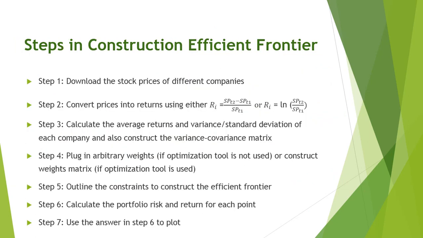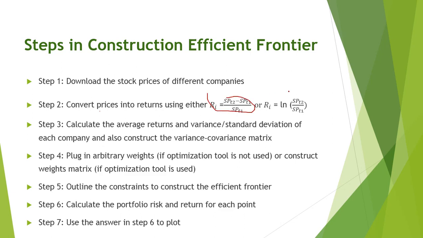So what will be the steps in constructing the efficient frontier? First of all, you have to download the stock prices of different companies. Then you have to convert those stock prices into returns, because we use returns, not prices. This basically helps us calibrate all the companies together. For example, one company stock is running in 1000s, another company stock is running in 100s, and the third is running in tenths. So you can't calibrate them. When we are in returns, it is very easy.